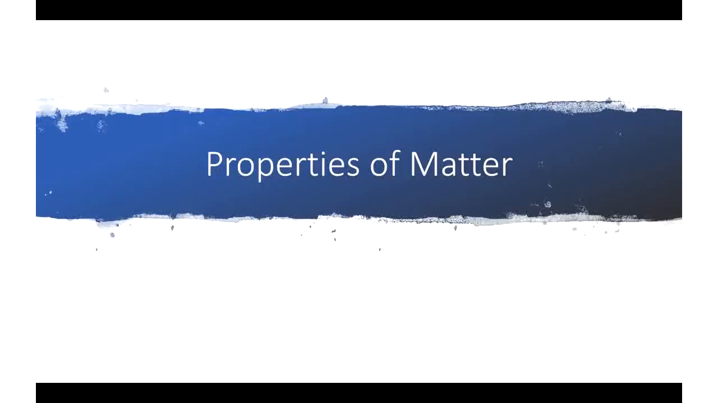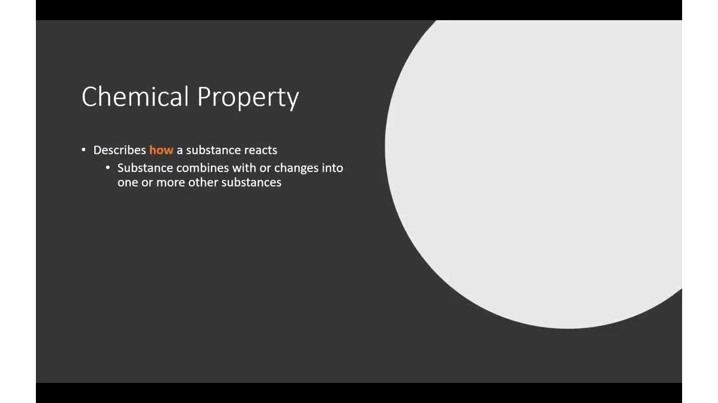The last thing we're going to discuss is properties of matter. Now think of properties as characteristics. These are ways to describe a substance. First, let's start with chemical property. This describes how a substance reacts. The substance combines with or changes into one or more other substances. It is the ability of this substance.